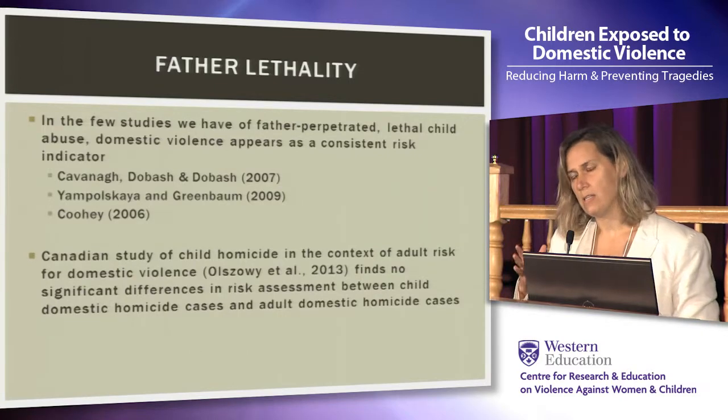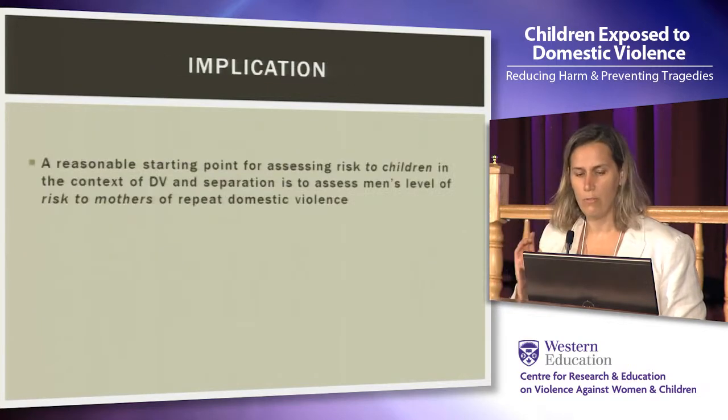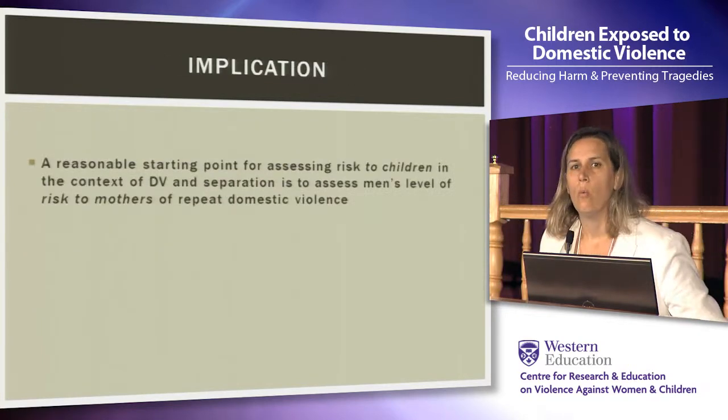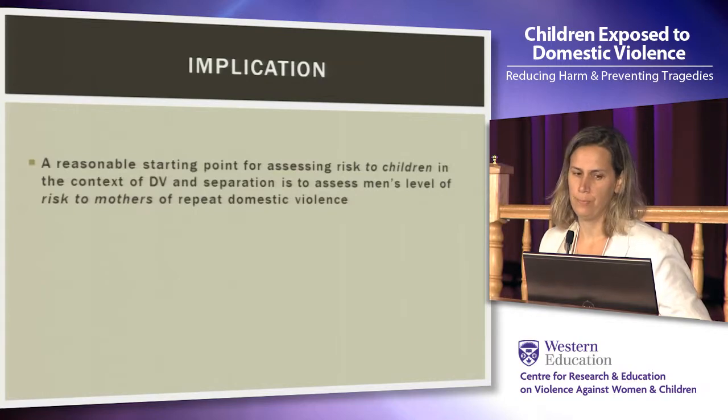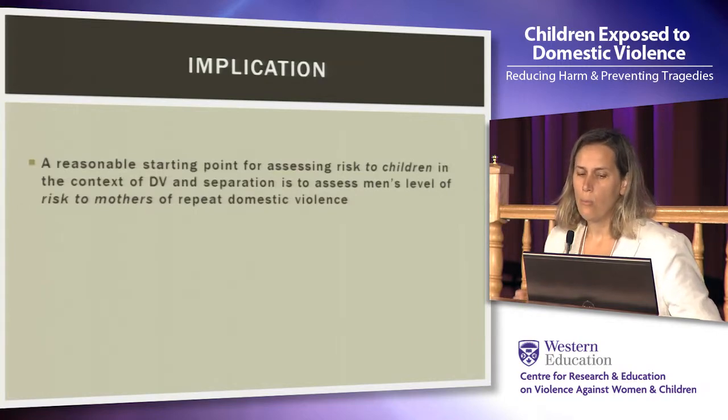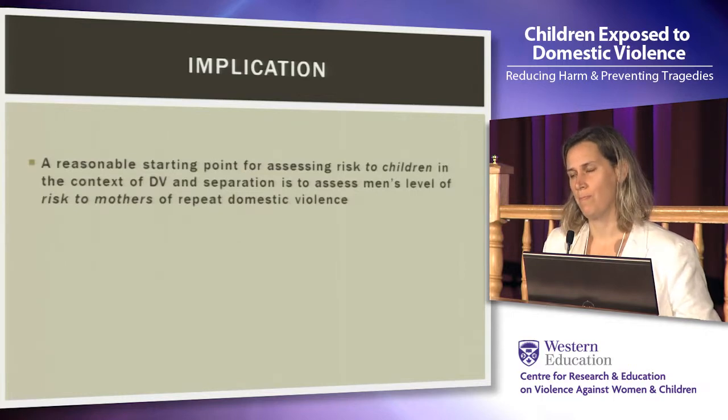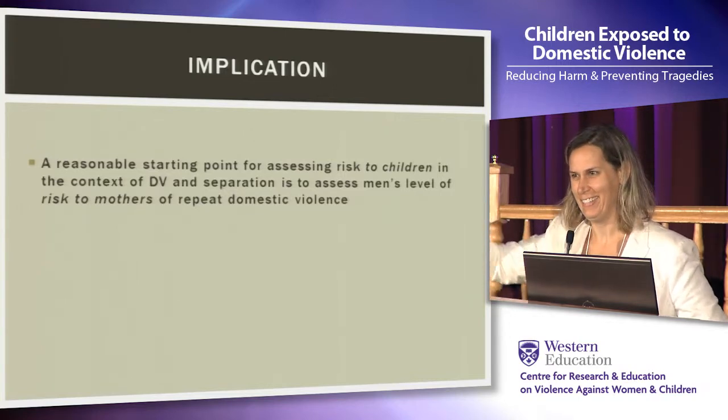So that, plus all the information on the overlap, leads us to what we took as our starting point, which was a reasonable starting point for assessing risk to children in the context of domestic violence and separation: to assess men's level of risk to mothers of repeat domestic violence. So if mothers are at risk, children are at risk. Is everybody with me? Perfect. Now, I know that the whole field isn't with me. This message just has to get out there, right?